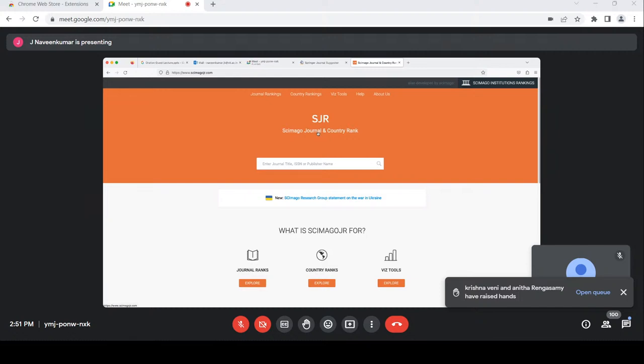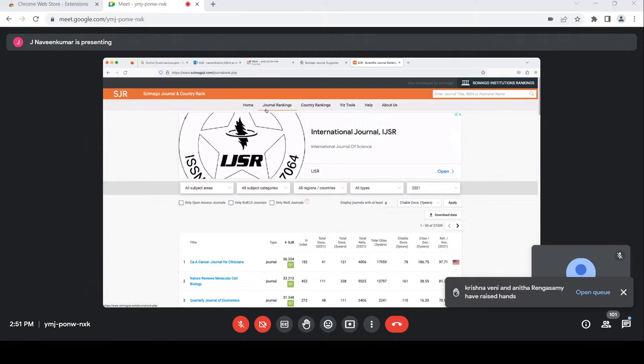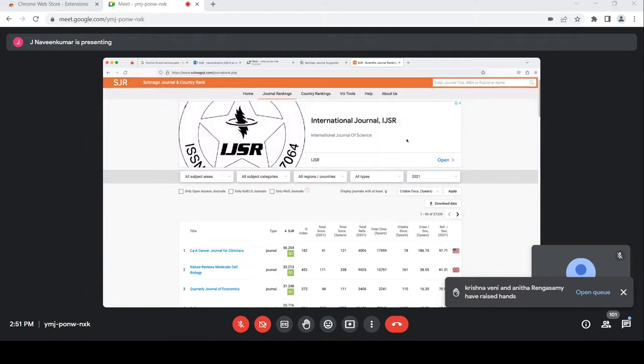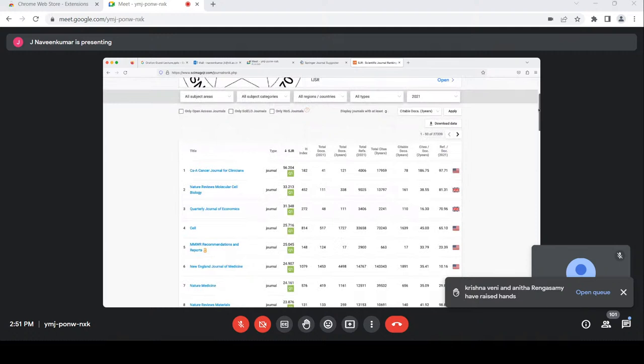So let me just skip to this. I'll go to journal rankings first. I click on the journal rankings, right? So once I click on the journal rankings, I'm going to get a list, right? Now the ranking can be done based upon H index, total documents for the current year or 2021, 2 years back, 3 years, then the total references for 2021, then total citations that have happened for the last 3 years for that particular journal, then how many citable documents are there.